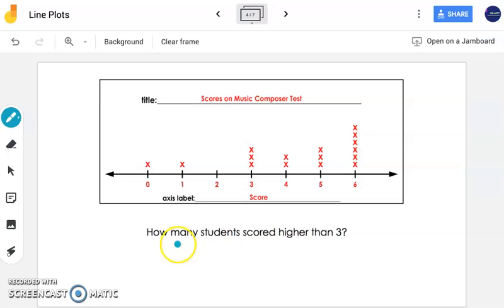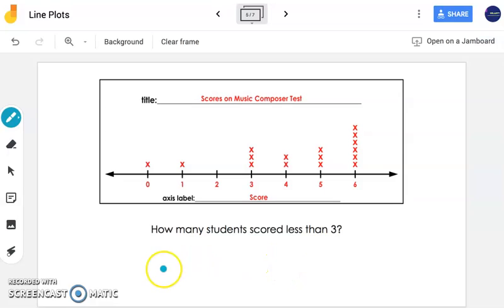Now my next question says how many students scored higher than 3? So now we need anything greater than 3, and I find 3, but I notice I see a lot of X's on 4, 5, and 6. So now I need to count all the X's I see. 1, 2, 3, 4, 5, 6, 7, 8, 9, 10, 11. So here, how many students scored higher than 3? 11 students scored higher than 3. I know that again by counting the number of X's I see on 4, 5, and 6.